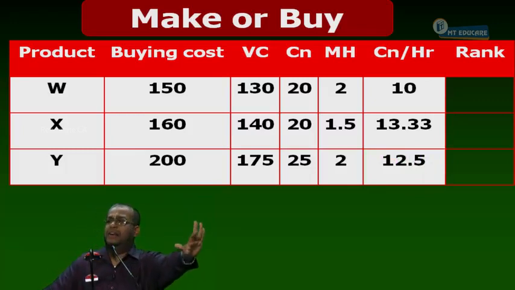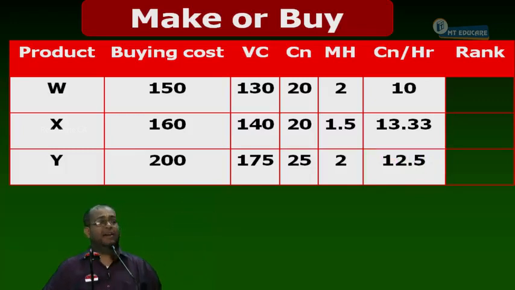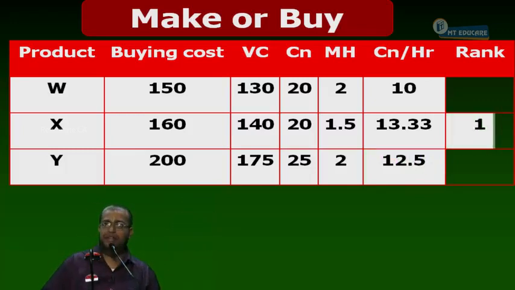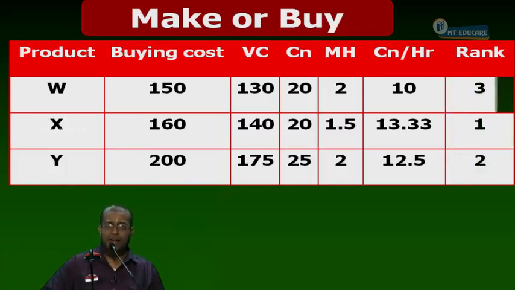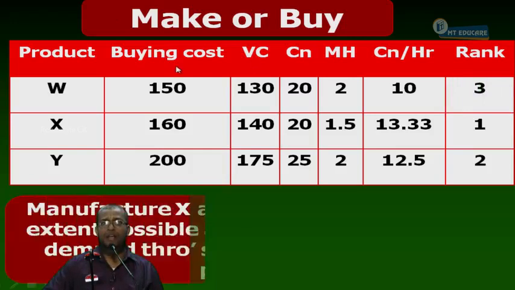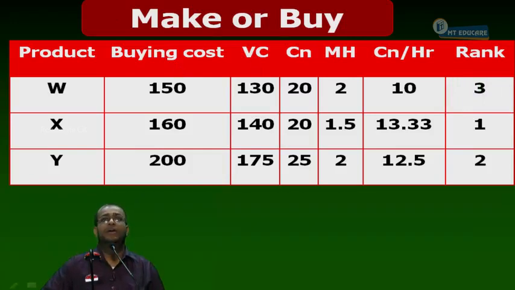12,000 hours is there or not? The first choice for the 12,000 hours is X, having the greatest savings due to manufacturing. First rank should be given to X. Any hours left, I should give to Y. Any more hours left, give to W. Right or not? So the rank is 1, 2 and then 3. First rank to X, then to Y, and then to W.